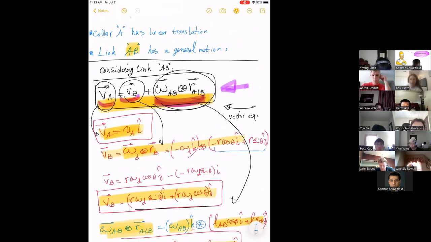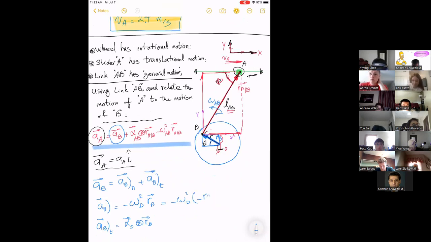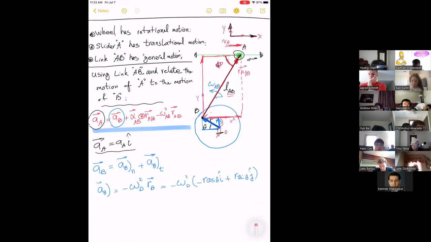This is RB. If you look at this blue vector, you may realize that the horizontal component is negative, so you're going to get minus R cosine theta I, plus, the Y is positive, plus R sine theta J. Let's simplify this first and then we go to the next one. So AB normal, if you simplify, you're going to get R omega disk square cosine theta I minus R omega disk square sine theta J. Okay, so this is the normal acceleration.